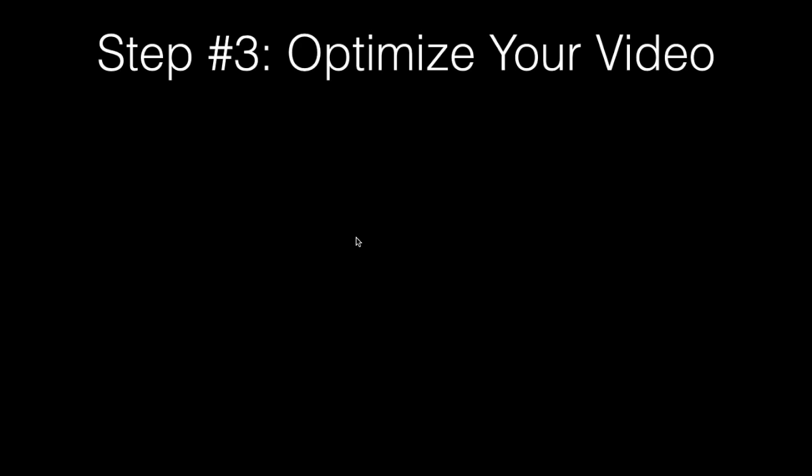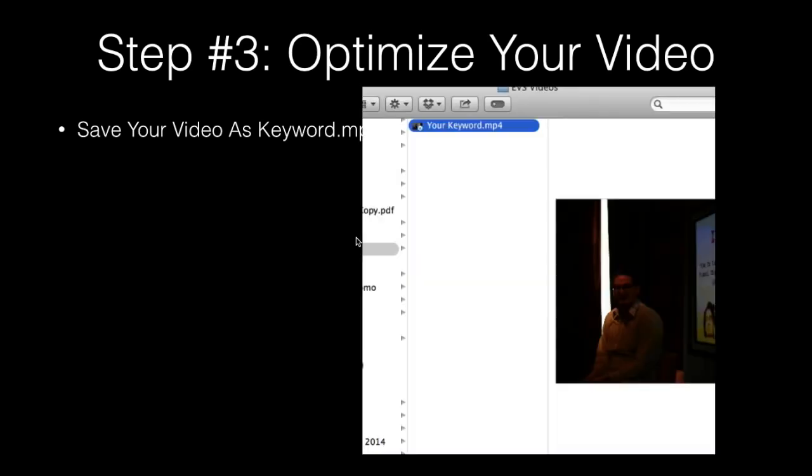Now that you've created your video, you're going to first optimize it before we upload it to YouTube. The first thing you're going to do is save your video as keyword.mp4. This is probably one of the most basic steps to optimizing your video. You find the video on your hard drive, right click on it, and name it whatever keyword you're targeting, and end it with .mp4.